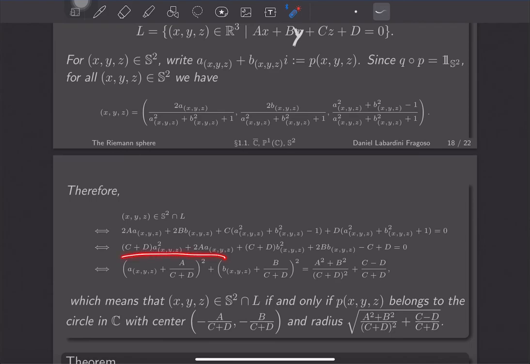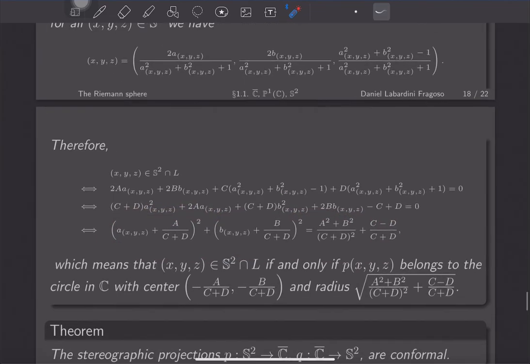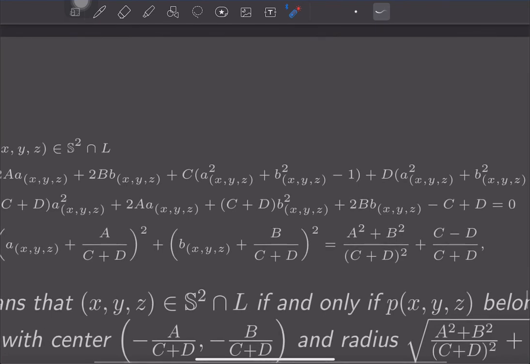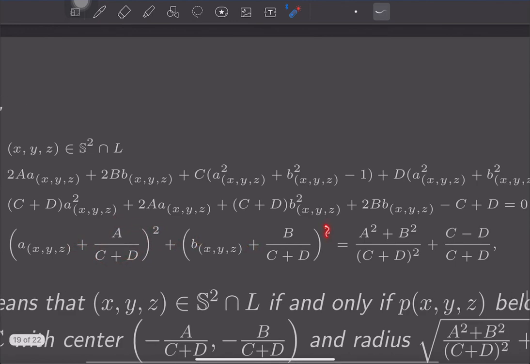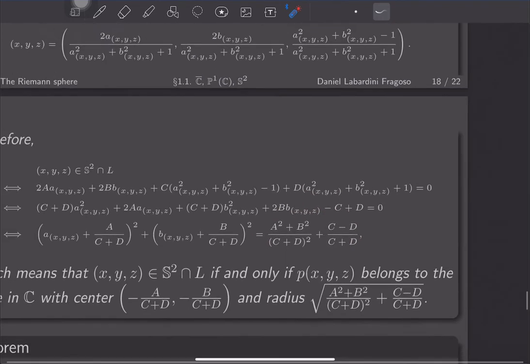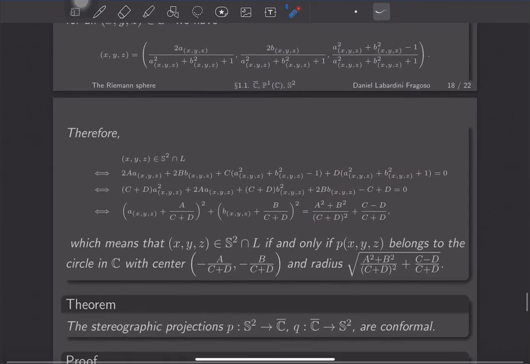And then I finally rewrite this equation as this equation, and I notice that this is the equation of a circle in C, because it is this minus something squared plus this minus something squared equal to something. That's the equation of a circle. And I can actually say which center, I read it off from here, and which radius, I read it off from here.